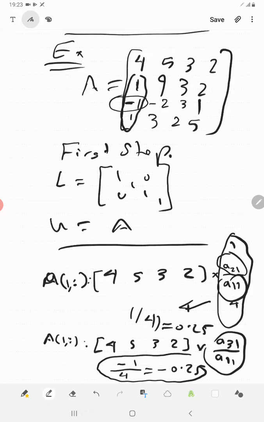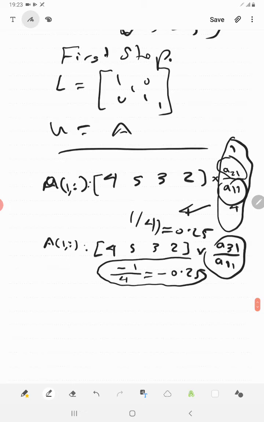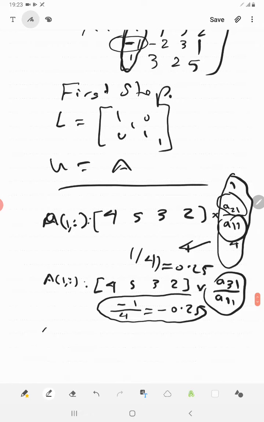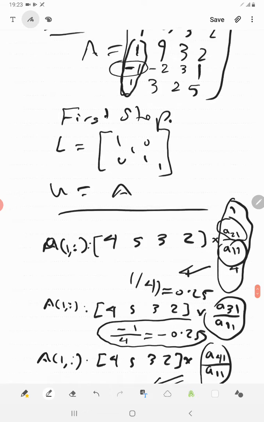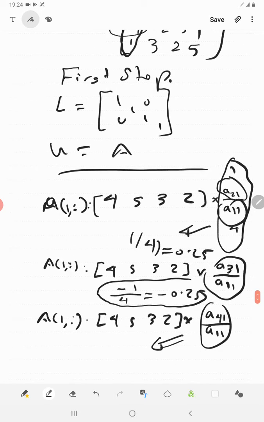And we come to the last one, okay? A11, 4, 5, 3, 2, we multiply it by A41 divided by A11. And if we go back, A41 is 1, so it will be 1 divided by 4, it will be 0.25. So that's why you see in MATLAB we have 0.25 here.